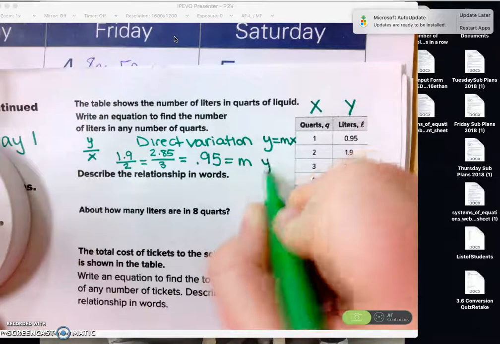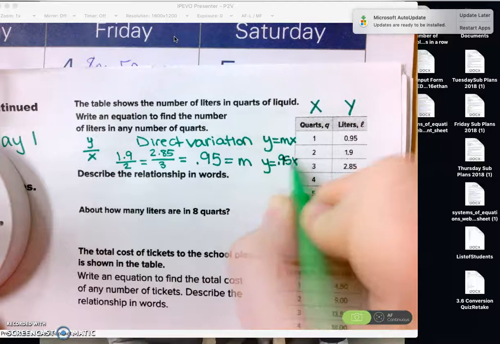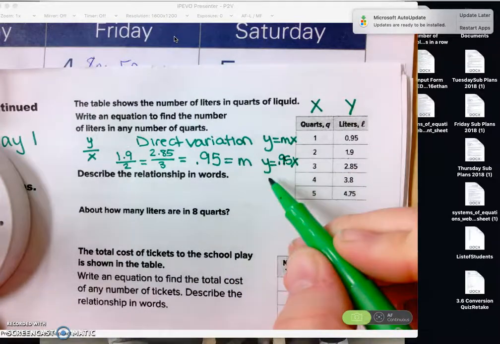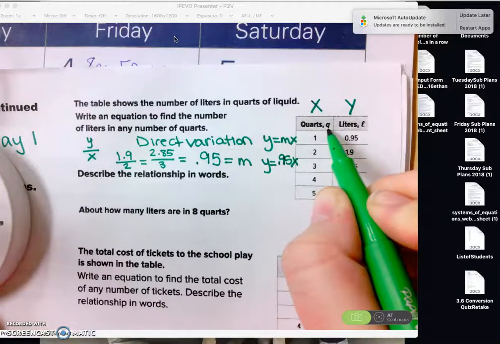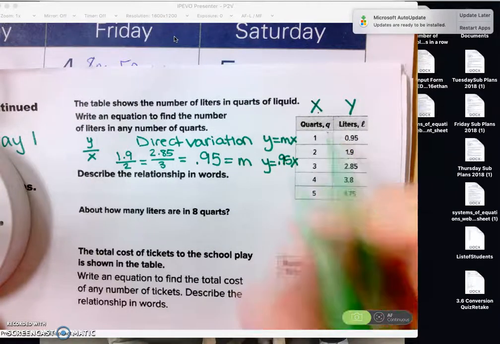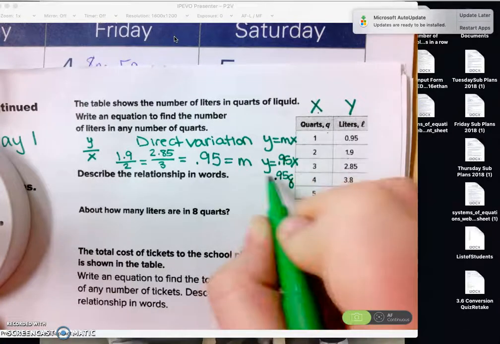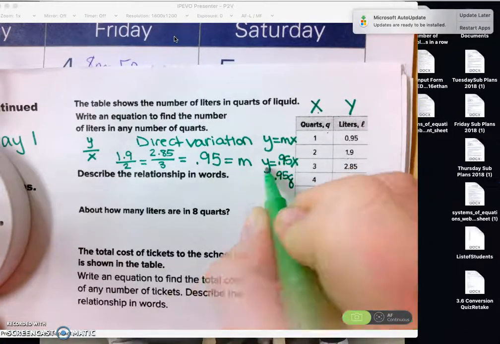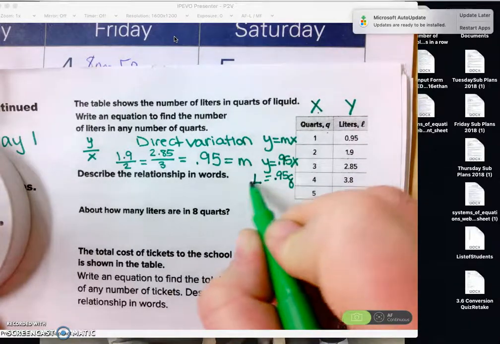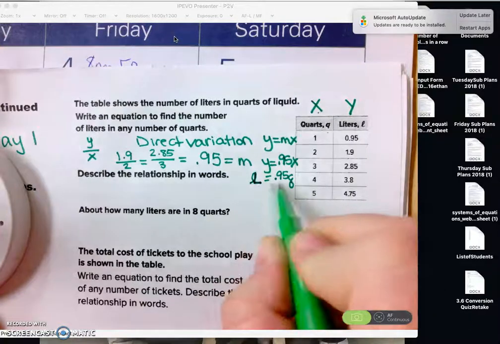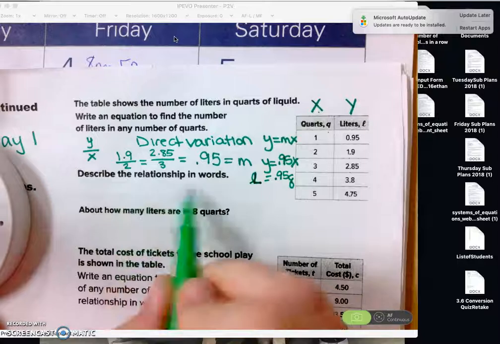So instead of m, I'm going to write 0.95x. Now I want to write an equation using the variables that they give me. So instead of x, I'm going to put q, so 0.95q, and it equals, instead of y, I'm going to put L. So I'll put L this way. L equals 0.95q.